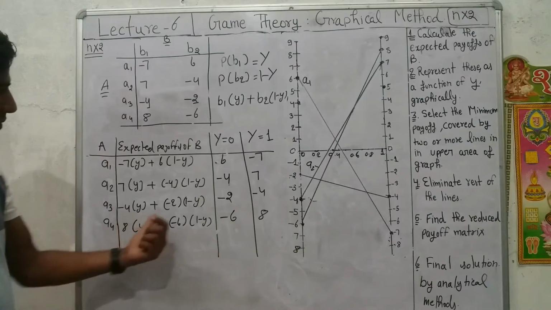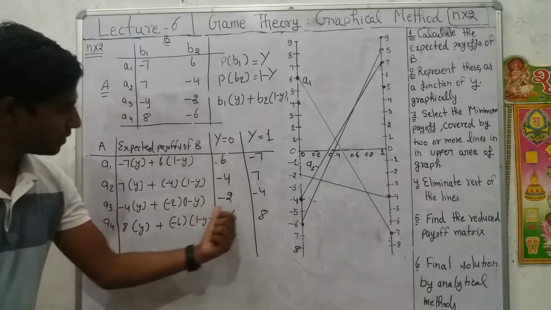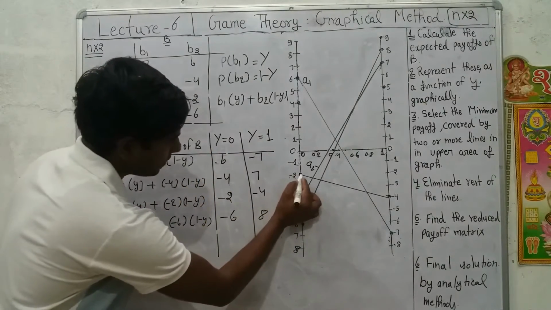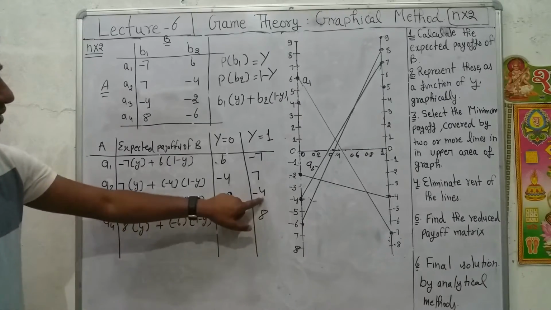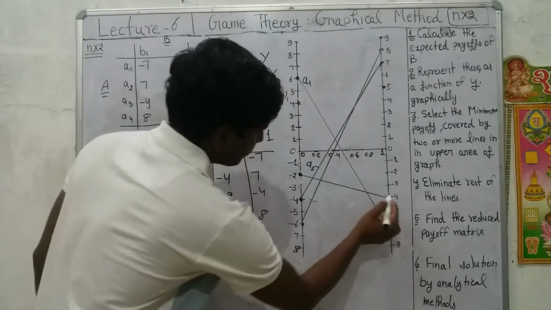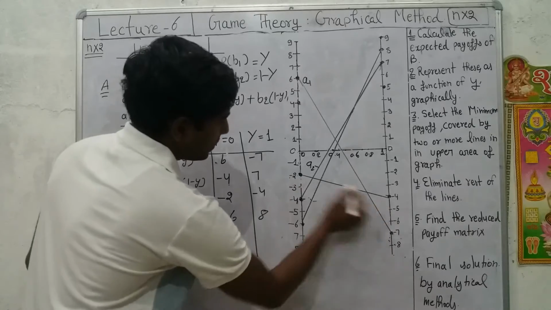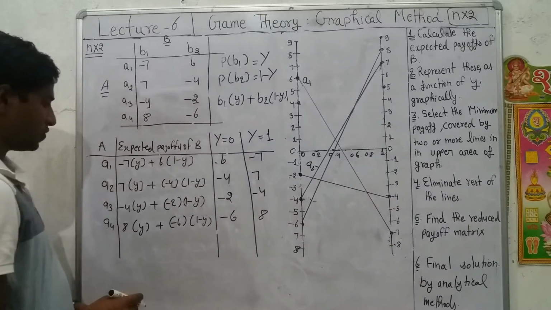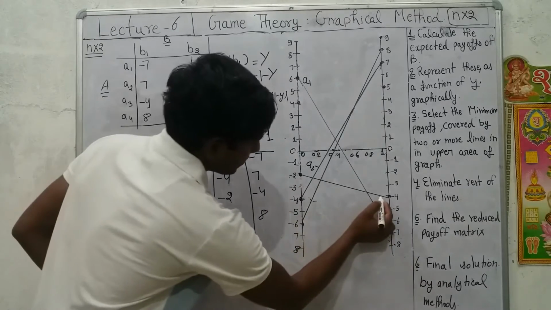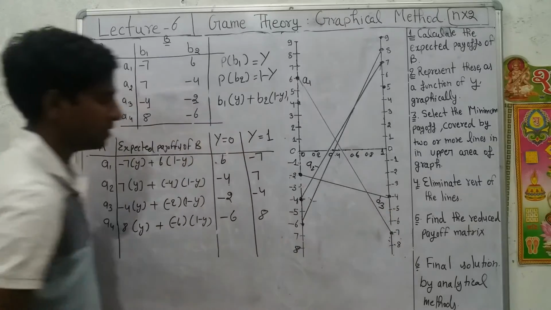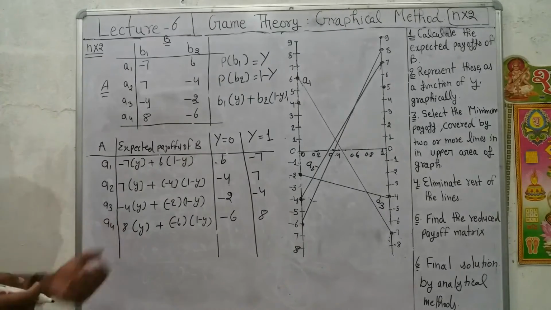For the third payoff, when y is equal to 0, the value is minus 2 here, and when y is equal to 1, the value is minus 4 here. So we join these two points by drawing a line which is called A3, because it is the expected payoff in response of A3 strategy.